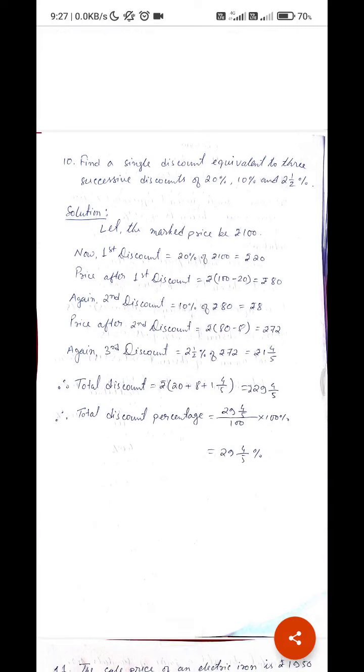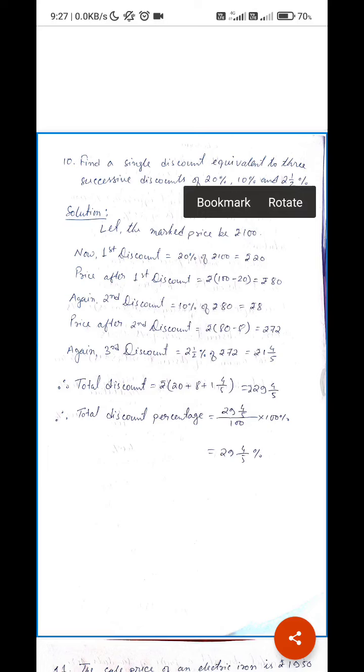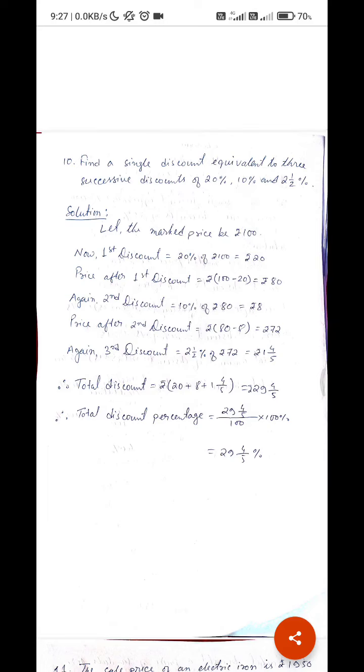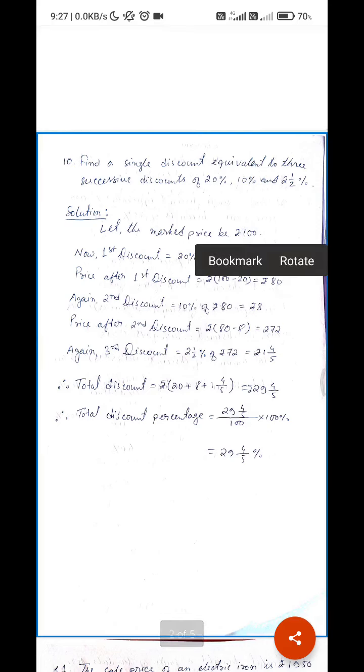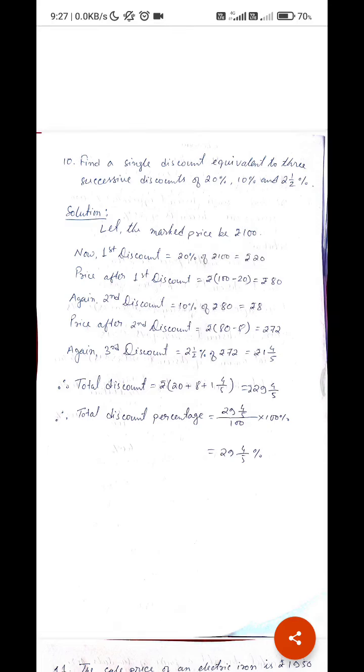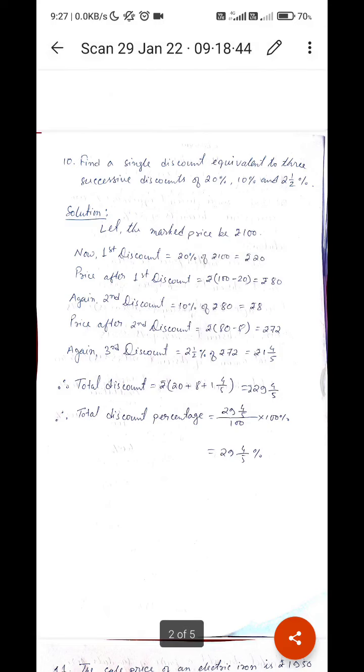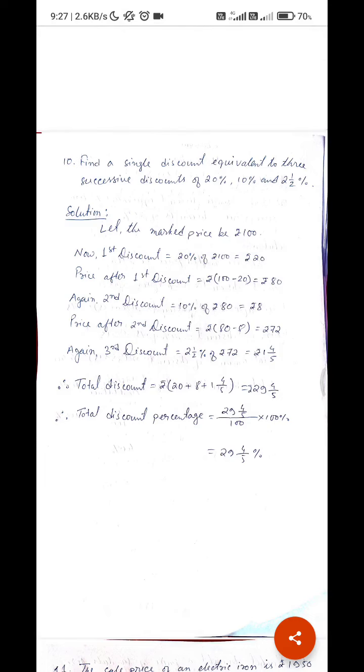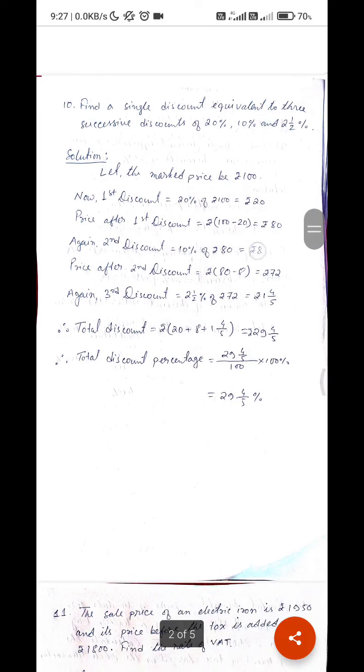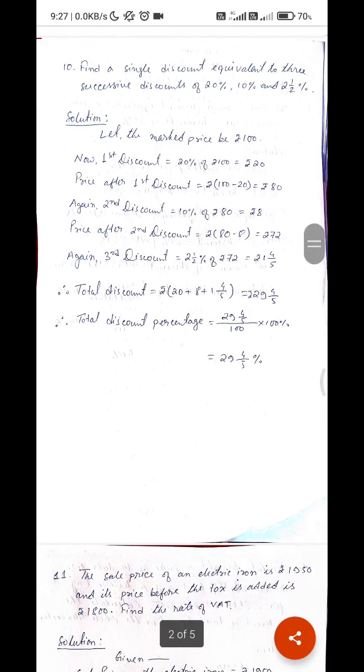So first discounts will be calculated on rupees 100. That is 20% of 100 is 20. After deduction of 20 from the marked price, that is the price after the first discount is 80. This means this 10%, that is the second discount, will be calculated on rupees 80. 10% of 80 is rupees 8. And after deducting 8 rupees from 80, that is the price after the second discount, is 80 minus 8 is 72. Now the price is 72.